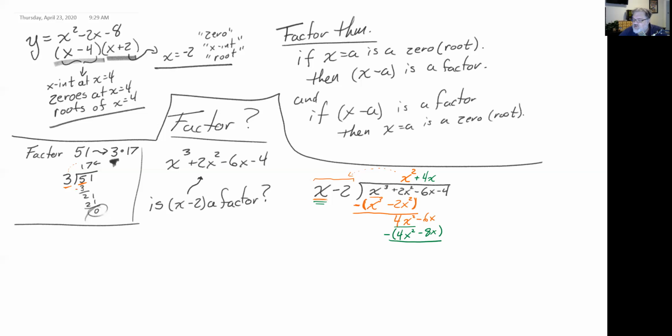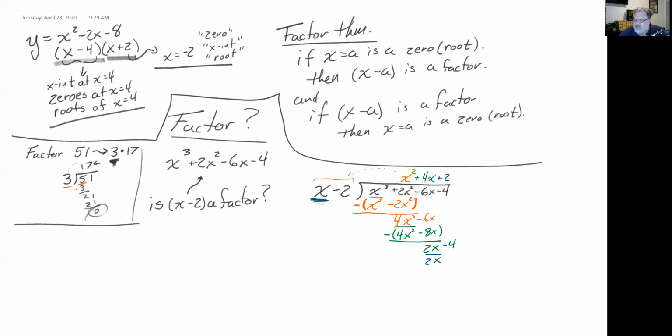So the 4x squared and the 4x squared cancel out. They're supposed to. When that negative distributes, we're going to get negative 6 plus 8. So we're going to be left with a positive 2x. Bring down that negative 4. And we're almost done. What do we have to multiply this x by to get a 2x? Well, a 2. 2 times x minus 2 is 2x minus 4.